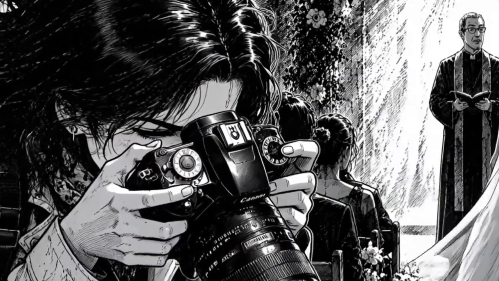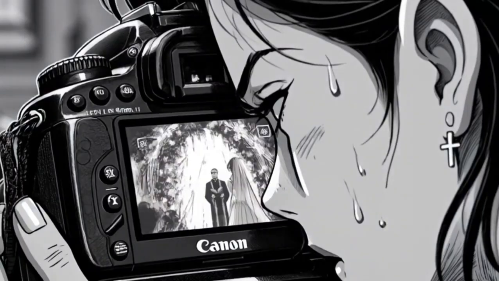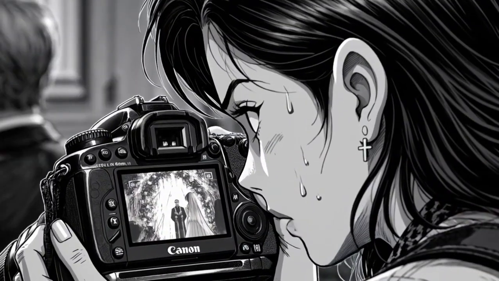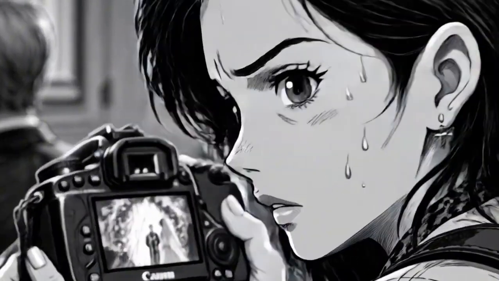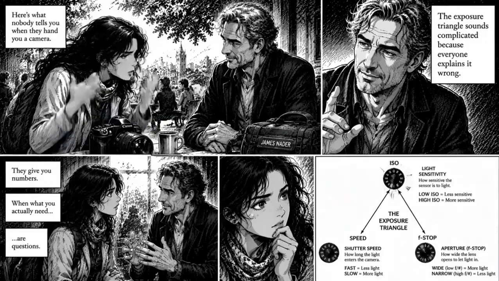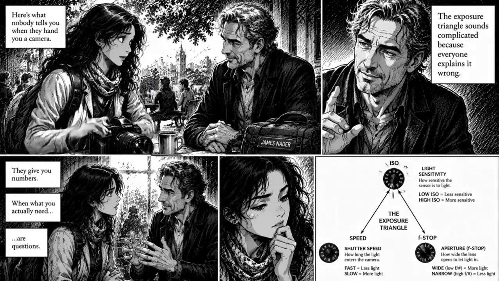Here's what nobody tells you when they hand you a camera. The exposure triangle sounds complicated because everyone explains it wrong. They give you numbers, when what you actually need are questions. Just 3 questions. How much light is available? How long do I want to let it in?